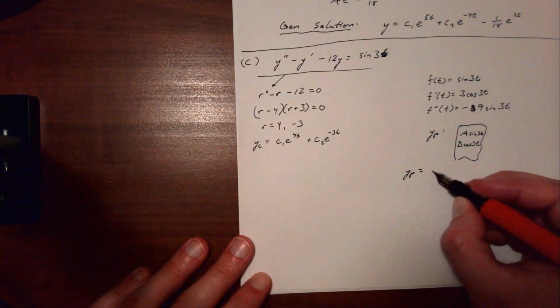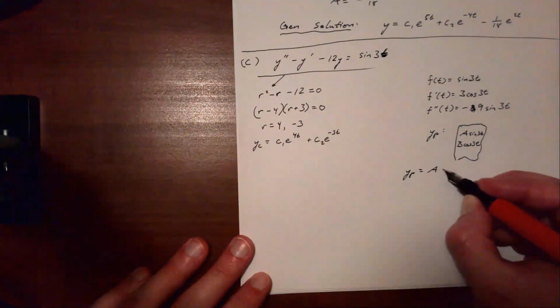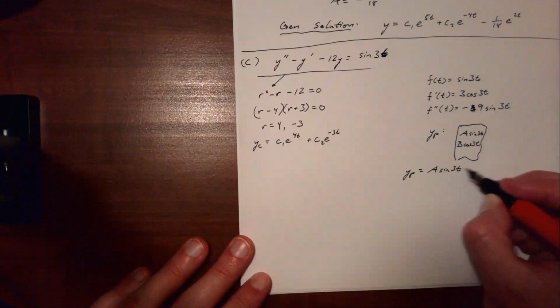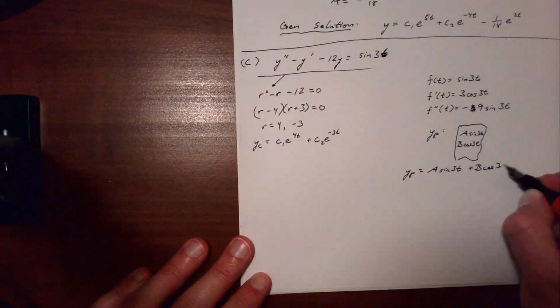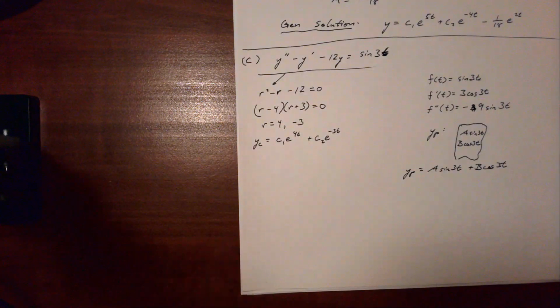So yp is equal to a sine 3t plus b cosine 3t. And as you get more practice at this, you will basically be able to just immediately jump to the conclusion that if you see one of the sine or cosine, your particular solution is going to have terms from both.